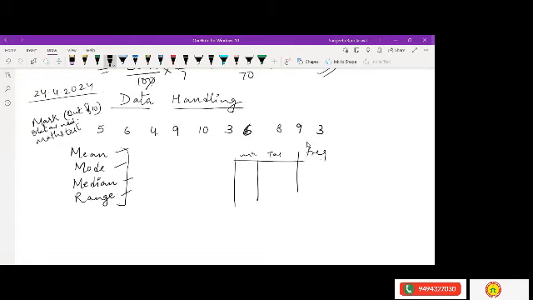Now suppose I tell you to select only those students who have got marks between 5 to 10. Suppose you have to select students who have got marks between 5 to 10. So what will you do? That 5 to 10 is what?